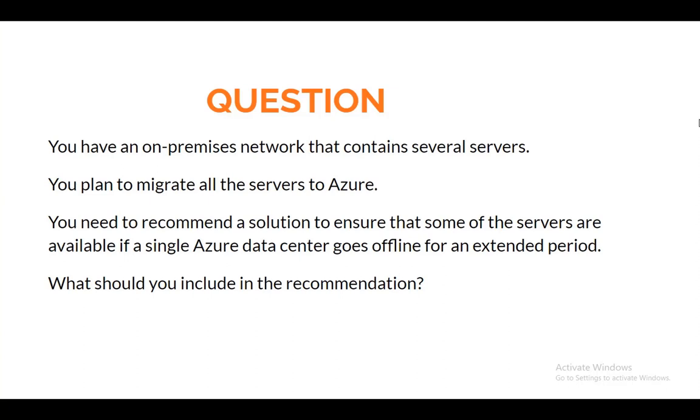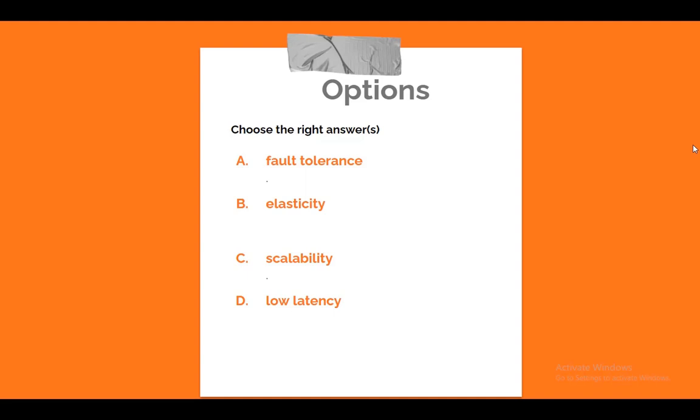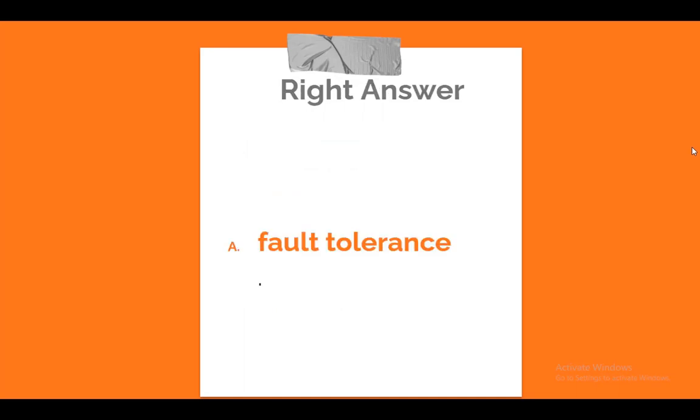You have an on-premises network that contains several servers. You plan to migrate all the servers to Azure. You need to recommend a solution to ensure that some of the servers are available if a single Azure data center goes offline for an extended period. What should you include in the recommendation? And here are the options. Option A, fault tolerance. Option B, elasticity. Option C, scalability. Option D, low latency. The correct answer is option A, fault tolerance.